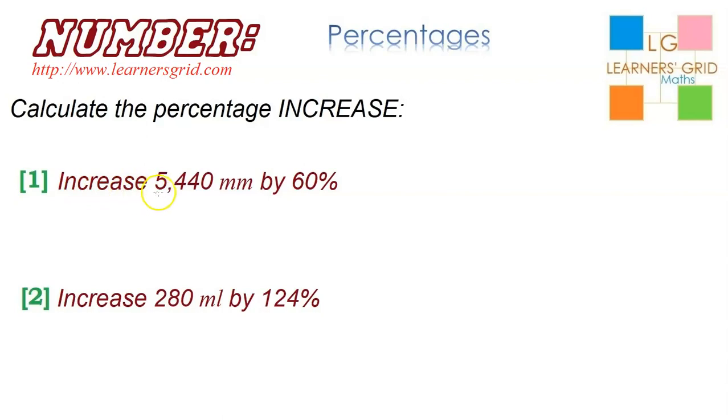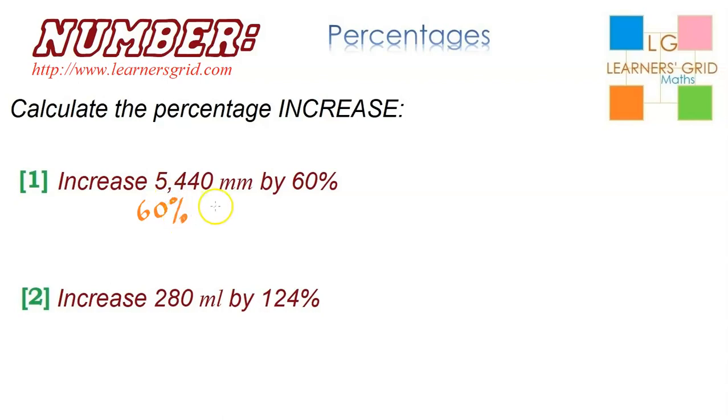It says here to increase 5,440 millimeters by 60%. So what that really means is I have to find 60% of 5,440, get the answer, and add that answer to the original amount of 5,440. So let's just keep it simple. I have to first of all find 60% of 5,440, and that looks like this. I'm just rewriting the statement really into one that I can actually work with.